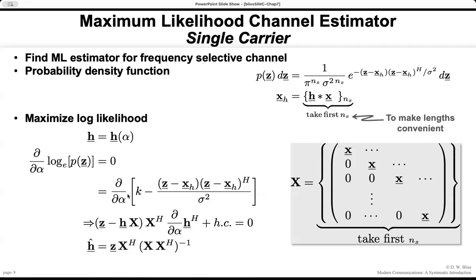So it's just basically the exponent that is left over. When I take the derivative with respect to alpha, well, k has no alpha in it, so it's going to go away. I'm going to set this thing equal to 0 anyway, so I can multiply both sides by sigma squared, and that goes away. So I'm just left with basically the quadratic form of (z minus xh) times (z minus xh) Hermitian conjugate.